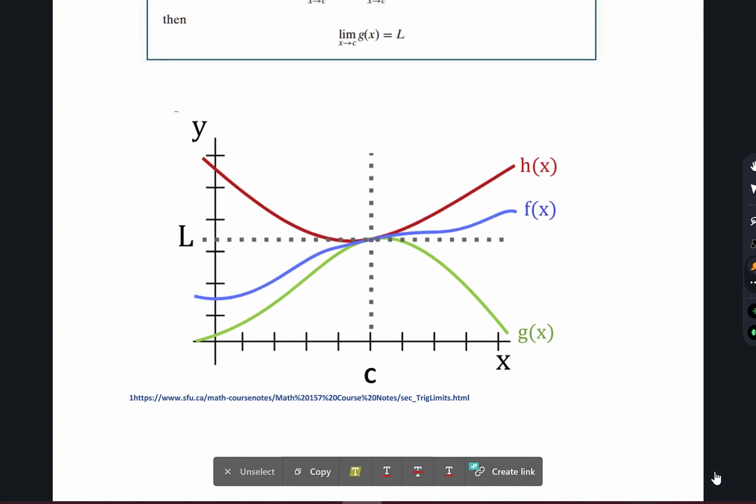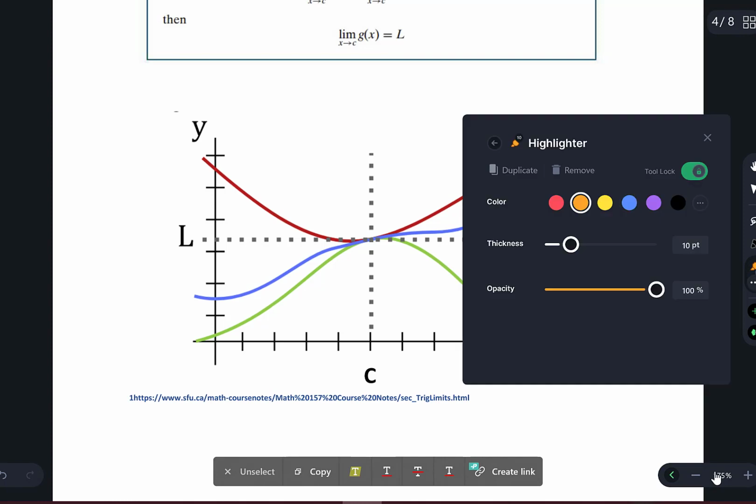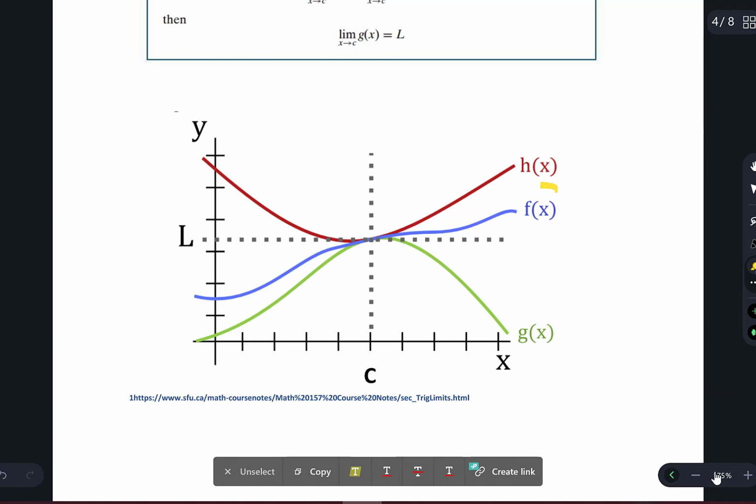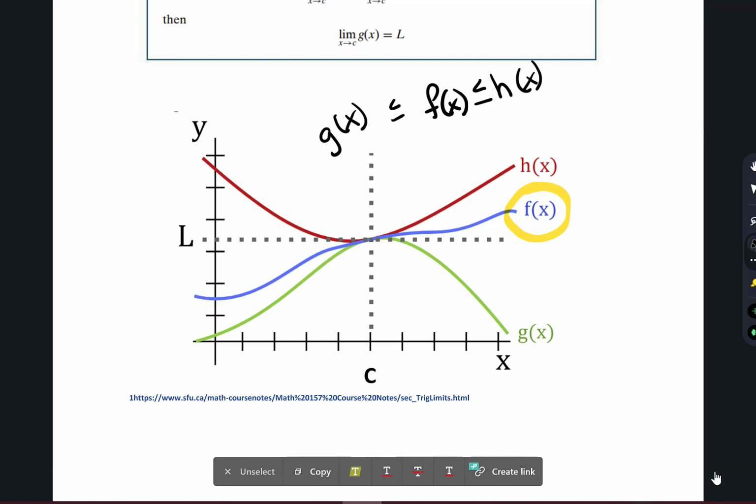So let's say in this picture, we're interested in the function f of x. So in this case, going back to my highlighter, I'm interested in f of x. And so notice for this case, if I'm interested in f of x, I can see, looking at this plot, that h of x is always going to be greater than f of x, and g of x is always less than f of x. So this is what I was saying, don't get too hung up on the use of g, f, and h. What's really important is the ordering.